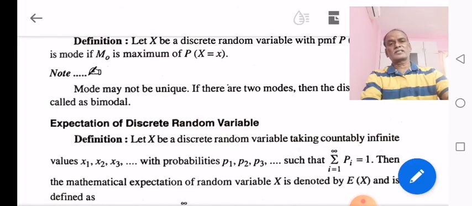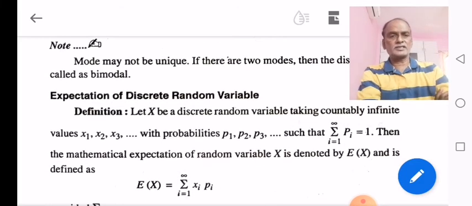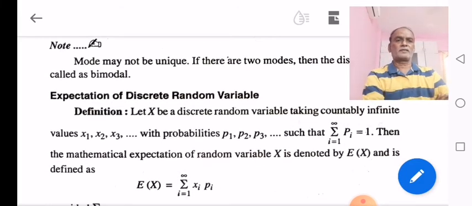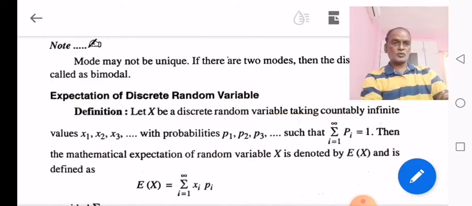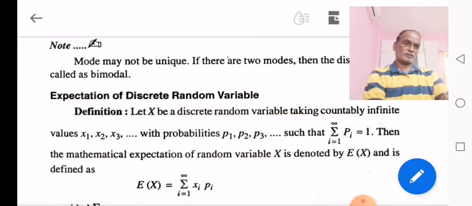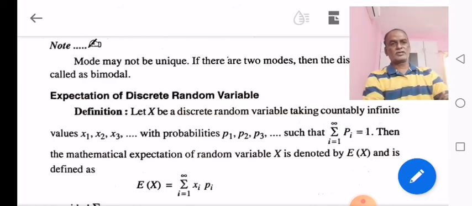It's a definition: X, capital X, is a discrete random variable taking countably infinite values x1, x2, x3 and so on, with probabilities p1, p2, p3 and so on, such that each probability is greater than or equal to 0, and second condition, the summation of all these probabilities must be equal to 1. Then the mathematical expectation of a random variable capital X is denoted by capital E of X.